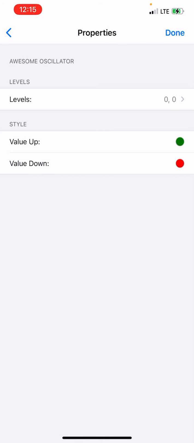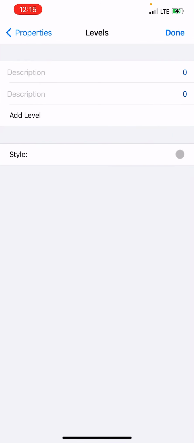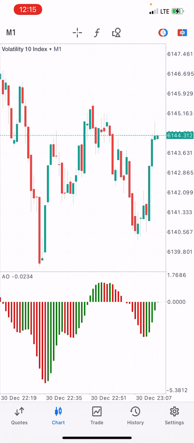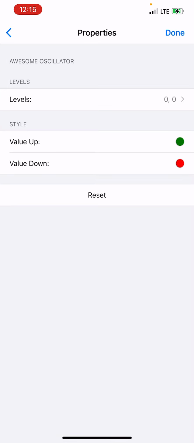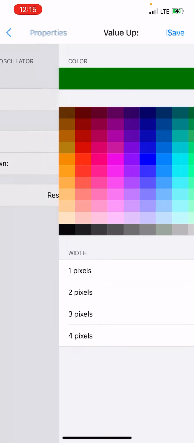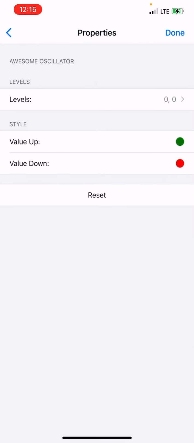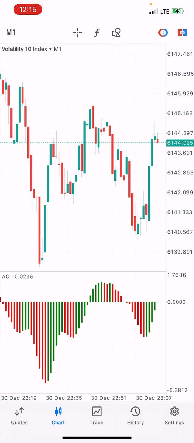Then for the levels, you set it on 0. As you can see on my screen, you click done. So this is the awesome oscillator that we just set. For the style, the value up, make it 3 pixels, green, and the value down, red. You click done, so you get your awesome oscillator just like the way you see it on my screen.